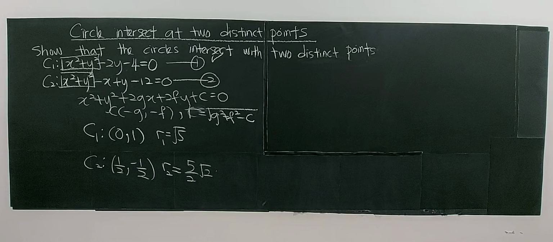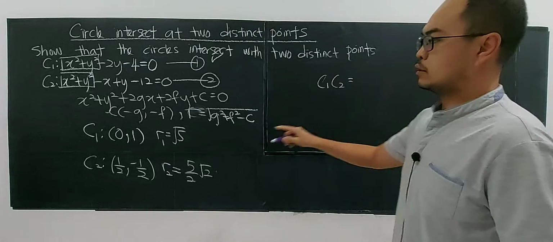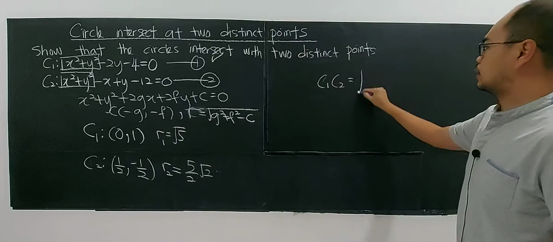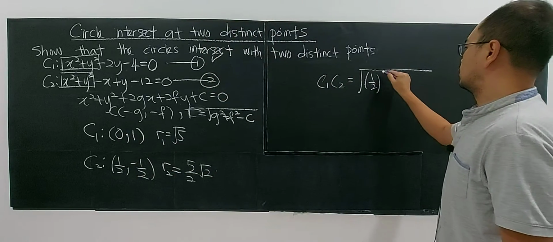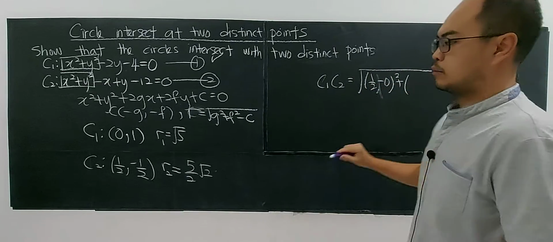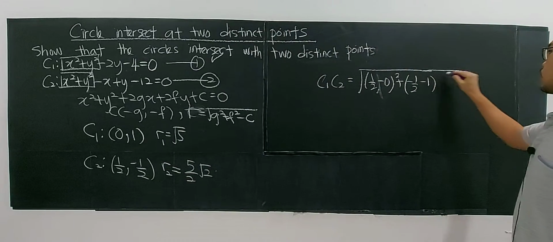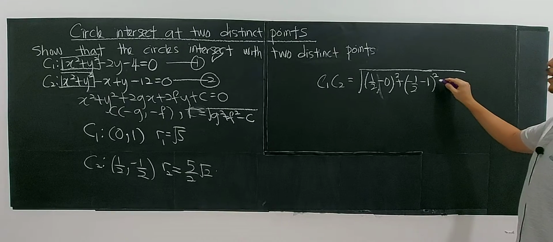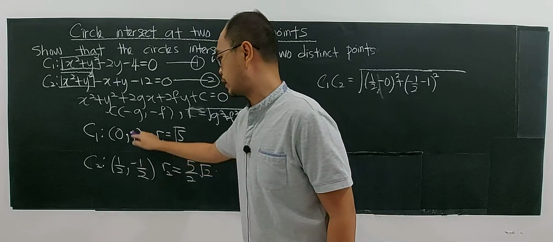Now what I want to do is show that the distance between the centers of the two circles, C1 and C2, can be calculated as the square root of (1 over 2 minus 0) squared plus (negative 1 over 2 minus 1) squared, right? And this is the formula for distance, x1 minus x2 squared plus y1 minus y2 squared.